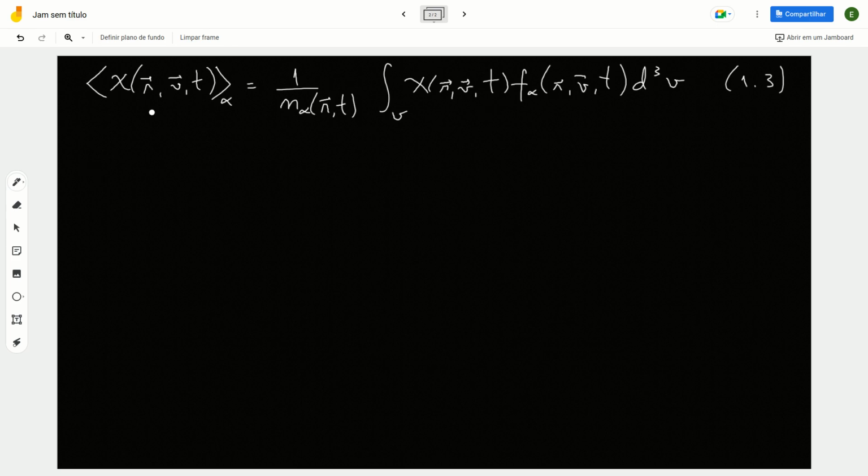So let's start computing some averages then. Let's use some values for chi. So chi is a generic variable that could be anything. So let's start with a few examples. Average velocity. And peculiar velocity.